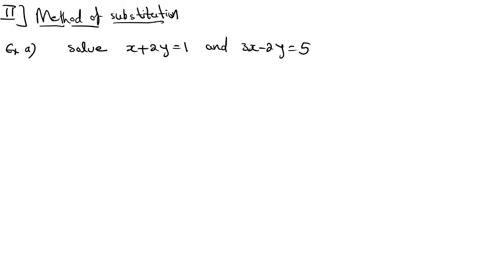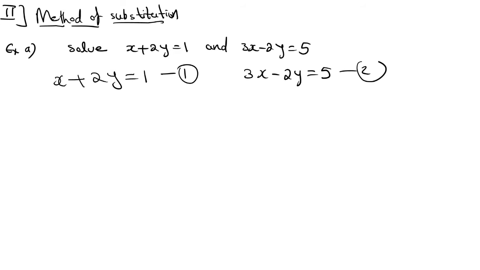Okay, here see the question. Solve x plus 2y equal to 1 and 3x minus 2y equal to 5. Okay, I will explain this method with this example. First I will consider the equation x plus 2y equal to 1. Here two equations are there, right? Write any one equation in terms of x or y. Okay, so here I will take this as equation 1 and consider the second equation 3x minus 2y equal to 5, take it as equation 2.